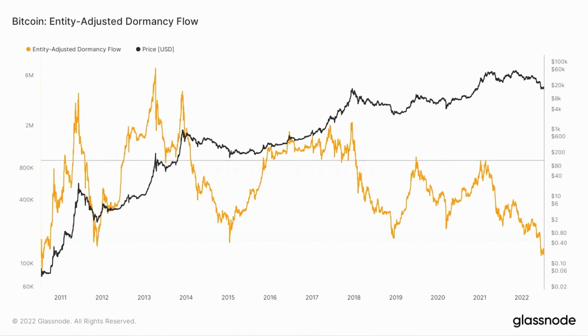People are buying and hodling. They're literally buying and staying, keeping it. People that have been in for a year plus tend to stay and hold. But basically, people under a year, they're coming in and out. But entity-adjusted dormancy flow is at rock bottom levels. This shows you that we're the lowest it's ever been, really. It shows you that people are battening down the hatches and they're just waiting for the pump.